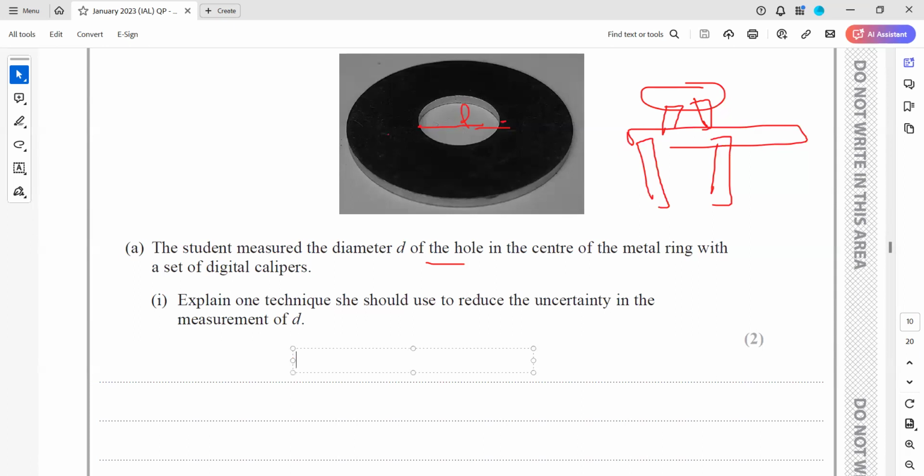So, repeat the measurement in different orientations. It will reduce the random error. Or check for zero error before measuring the diameter, then this will minimize the systematic error.